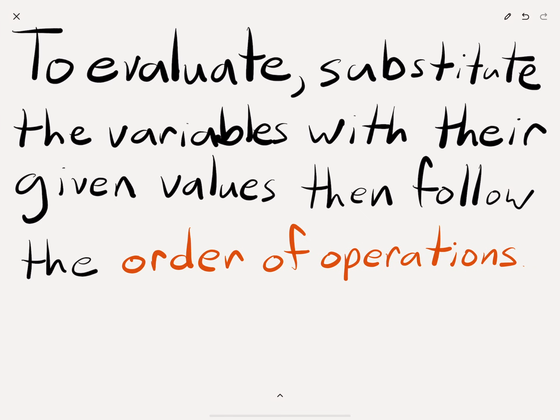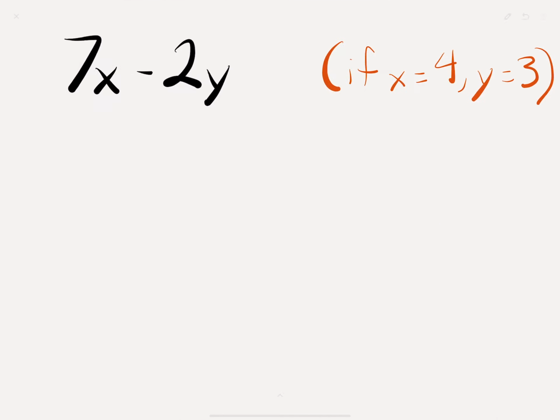Okay, to evaluate, substitute, or you can say replace, the variables with their given values and then follow the order of operations. So if you are given an algebraic expression, a lot of the time you're going to be given the value of those variables. Your teacher will tell you, okay, this x here equals 3 or y equals negative 2. If you are given the value of the variables, how much they are worth, then you can plug those in, or substitute them in place of the variables, and you can simplify that by following the order of operations. So let's look at some examples here.